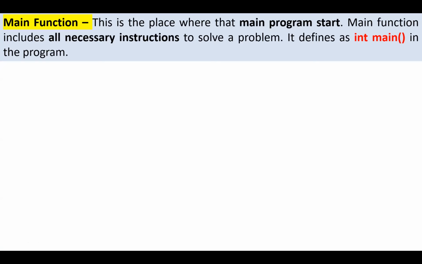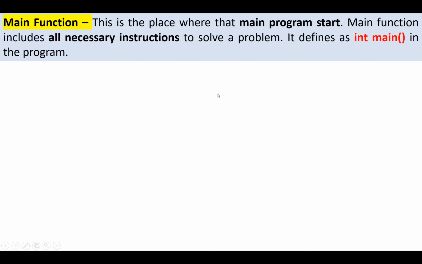Main function we use to include all the instructions necessary to solve our problem. When we are solving a problem, we have lots of inputs. There are different types of logic and processes regarding the problem. Then we need inputs and outputs. All of these things you want to include in the main function.